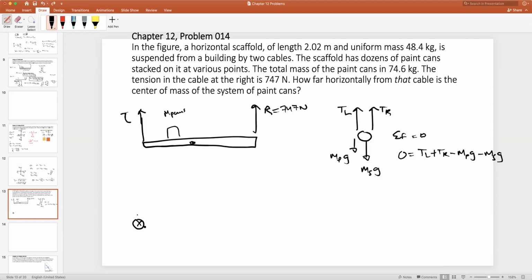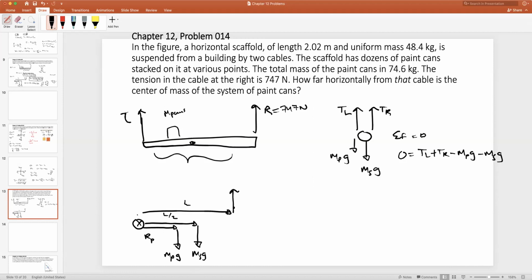So we only have 3 other torques. We have a radius to the center of mass of the paint cans, R_P, times the weight of the paint cans. We have half the length. You're given the length of 2.02 meters here, so halfway is where the center of mass of the scaffold itself will be located, times its weight. And then finally, at the full length, the right-hand wire is creating a torque. These torques sum to 0.